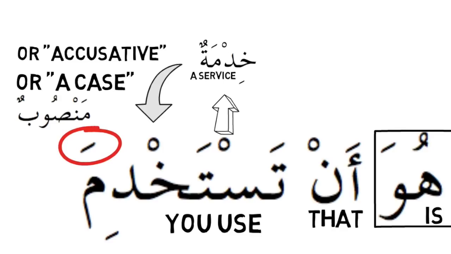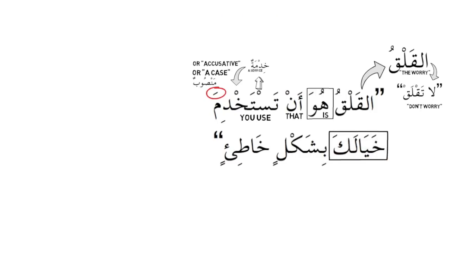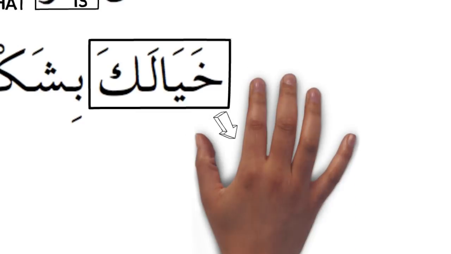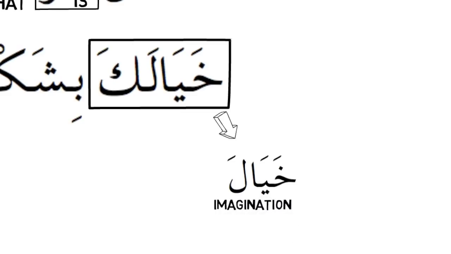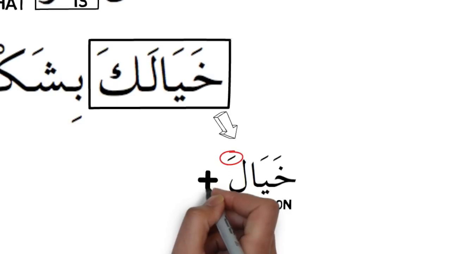Is that you use what? Yeah, khayalaka. So the word khayal is an imagination, right? And then khayalaka has a fatha on the lam because it's the object of the sentence, which is why it needs a fatha on it. But then it's ka because it's yours, right?